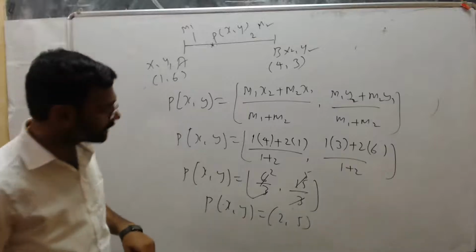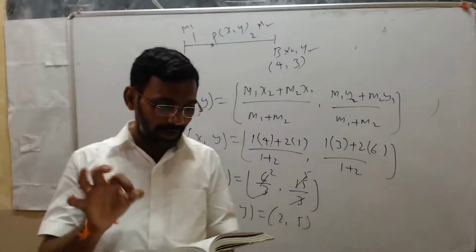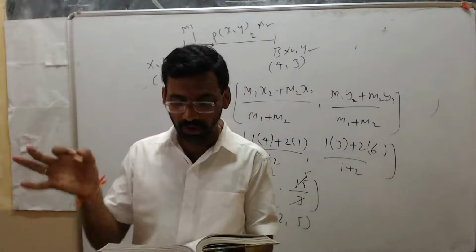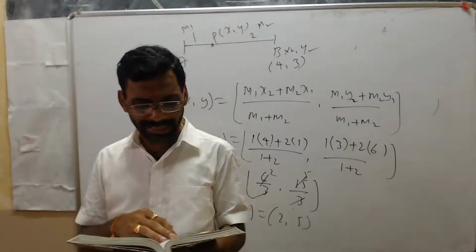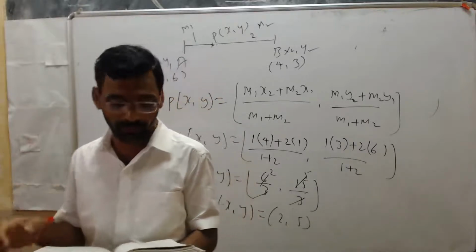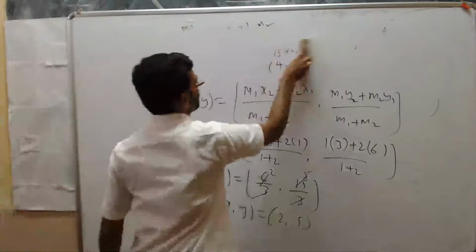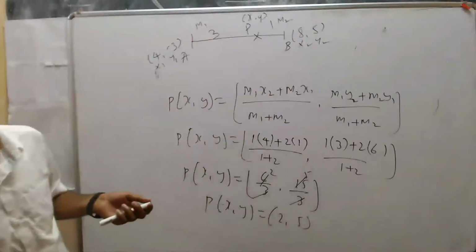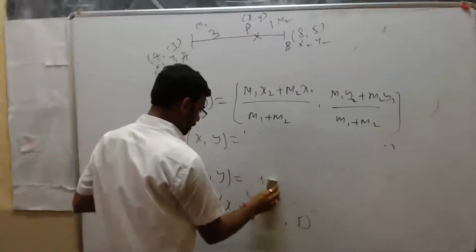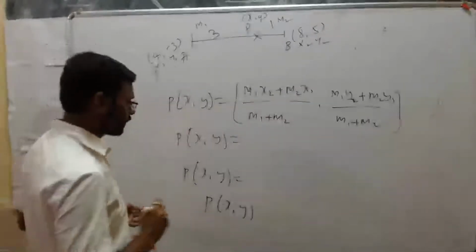Okay, next, the first example based on the same problem. Find the coordinates of the point which divides the line segment joining the points 4 comma minus 3 and 8 comma 5 in the ratio 3 raised to 1. Same ratio, 3 raised to 1. Okay, same section formula is here.